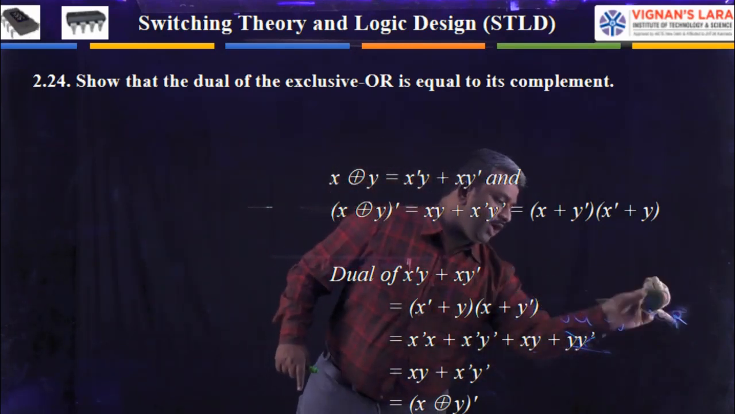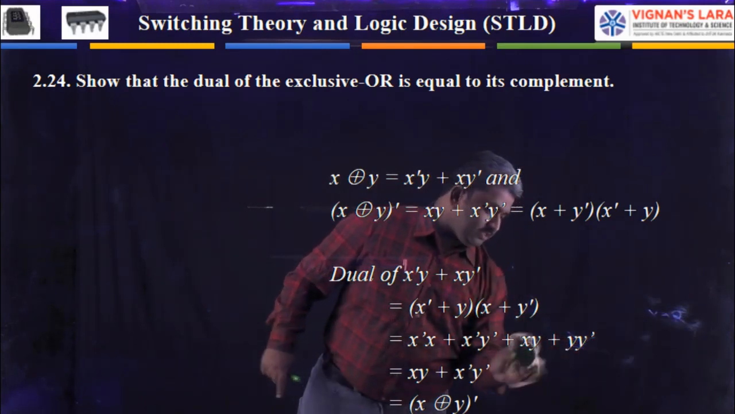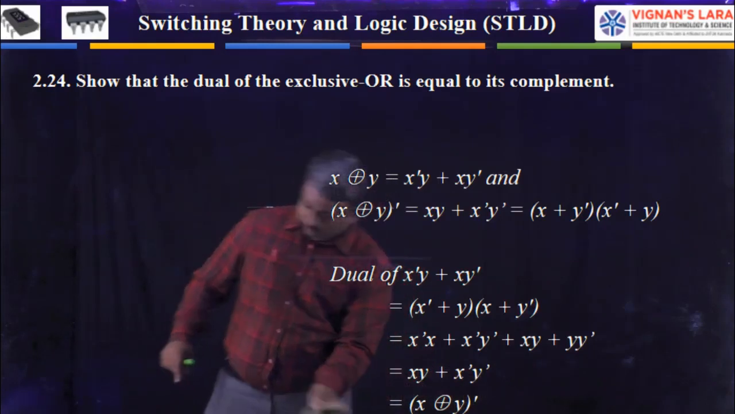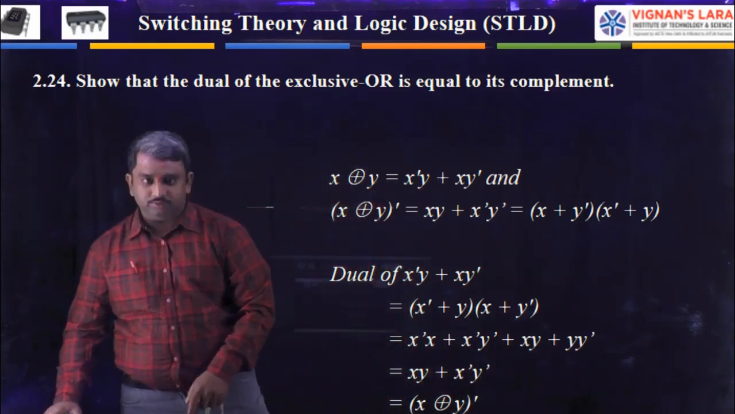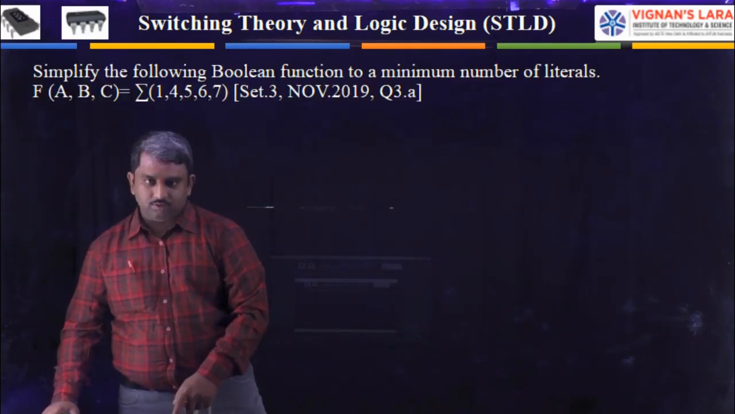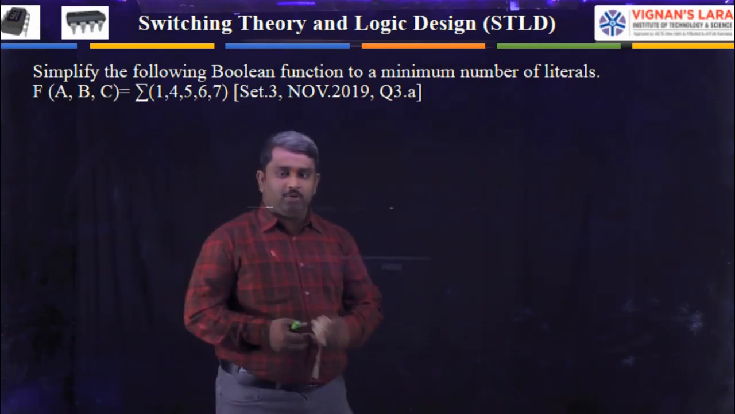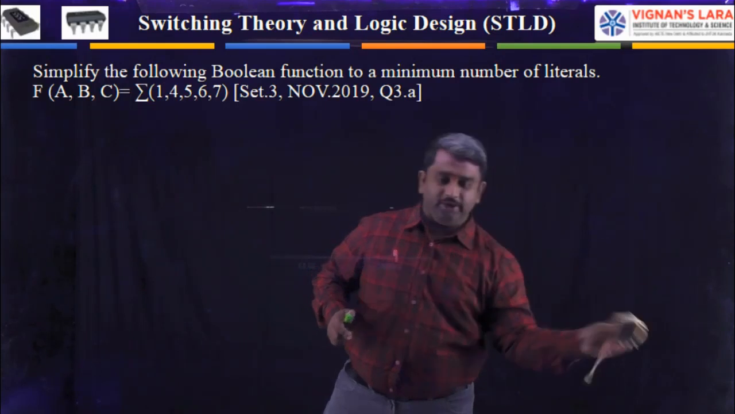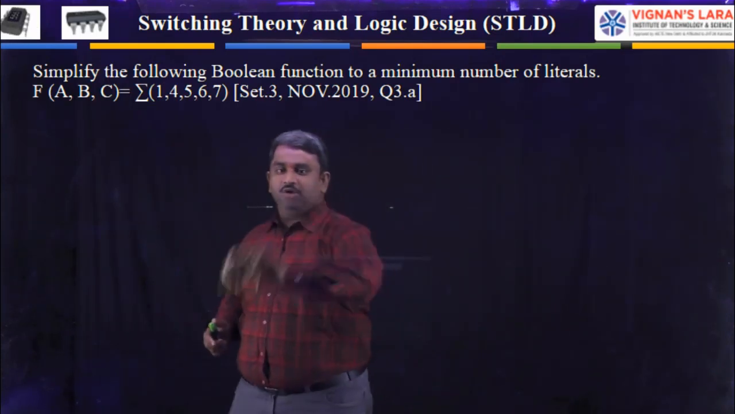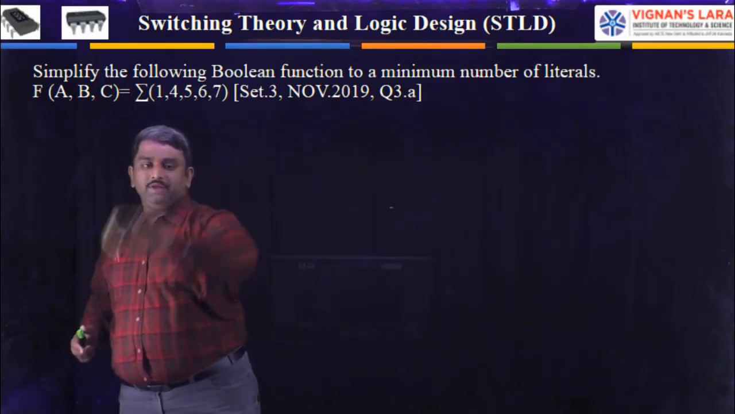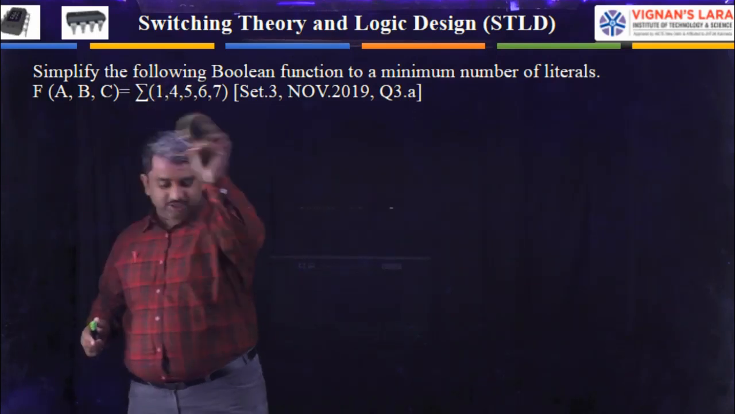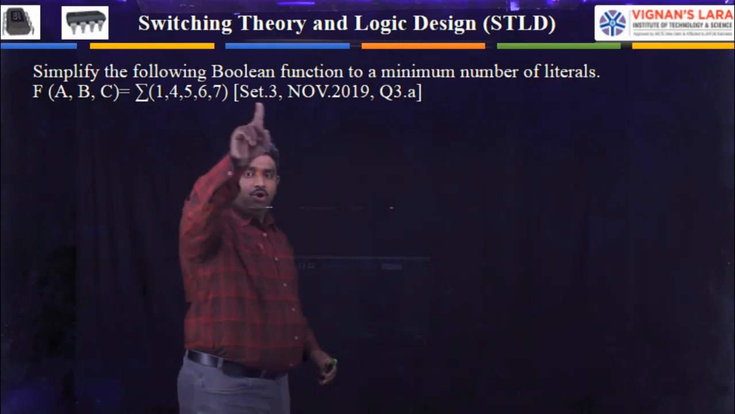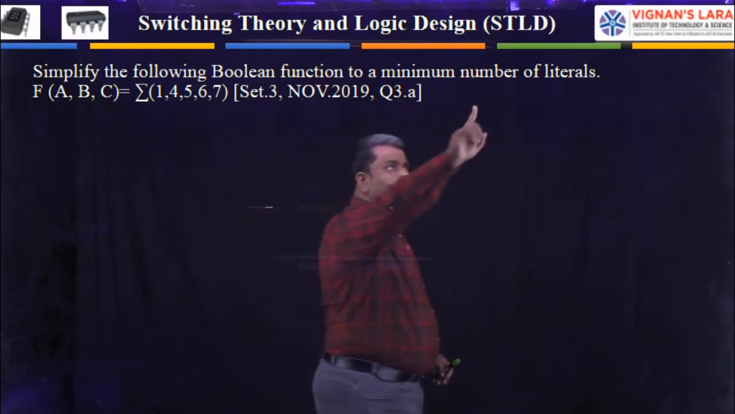Though for that, from the previous question papers, I have taken a problem. That problem we will see now. So here the next problem is: simplify the following Boolean function to a minimum number of literals. So here the problem is very simple.